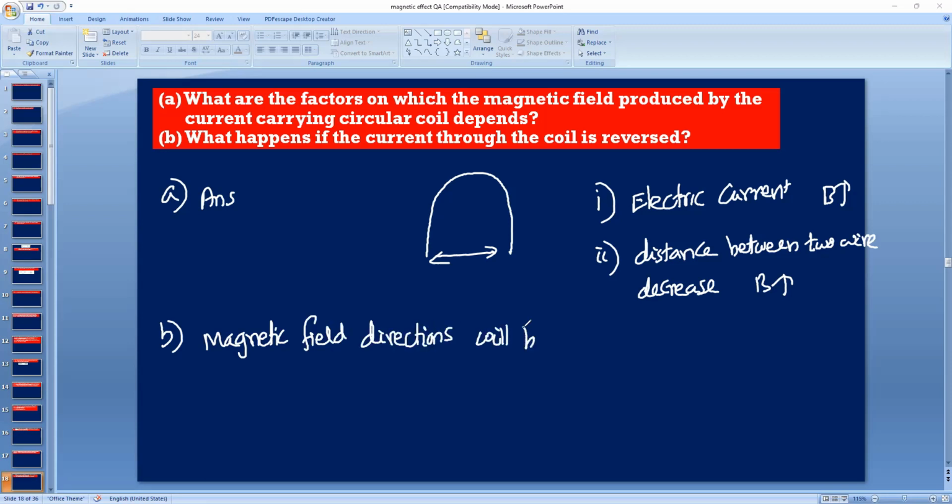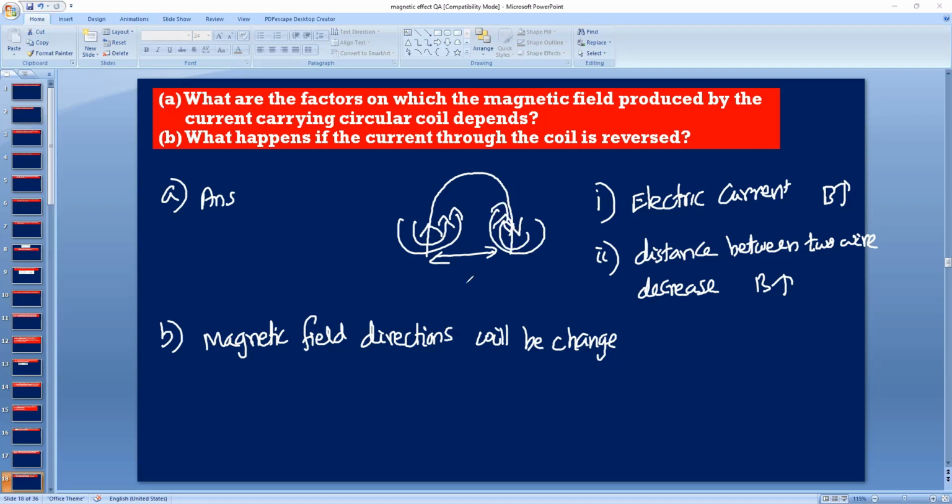Magnetic field directions will be changed. Obviously, once the current direction is changed, the magnetic field direction also will be changed. Now the first case, as per Maxwell's right hand thumb rule, we can place the thumb finger along the current direction, which means the top direction. The remaining four fingers will give the magnetic field direction. At the same time, if the current direction is downwards, the magnetic field directions are clockwise.